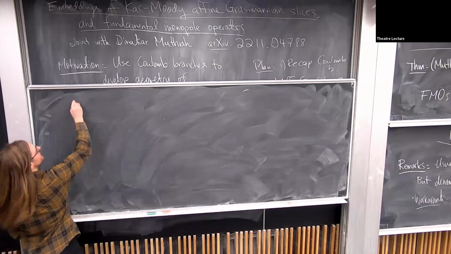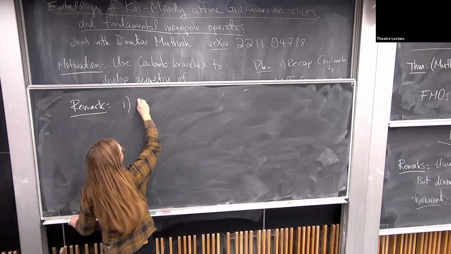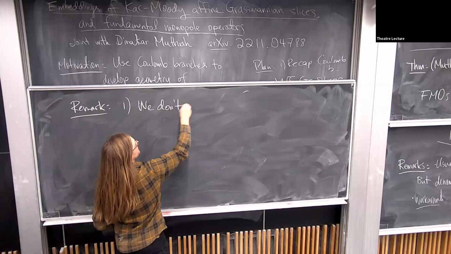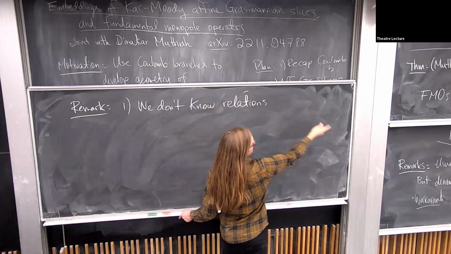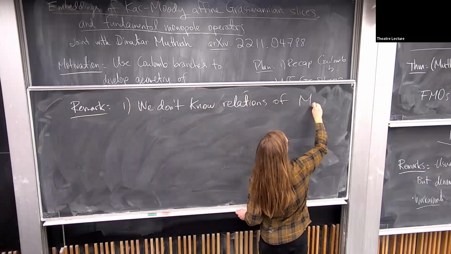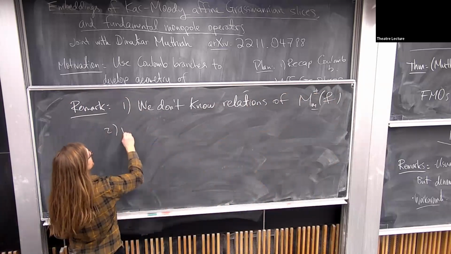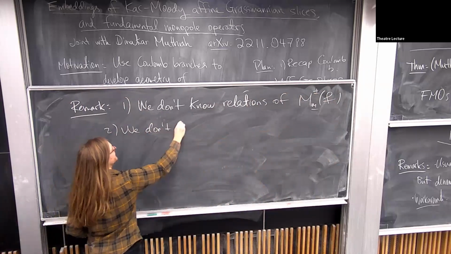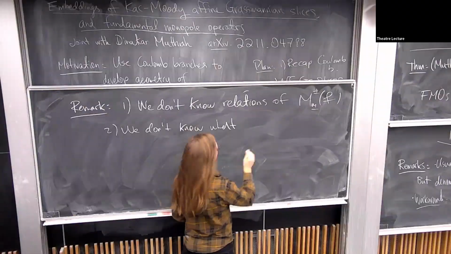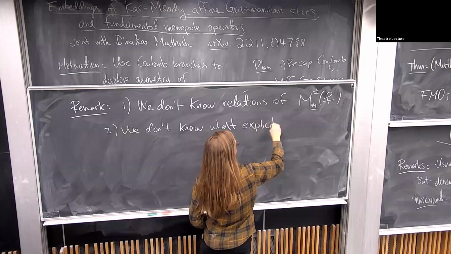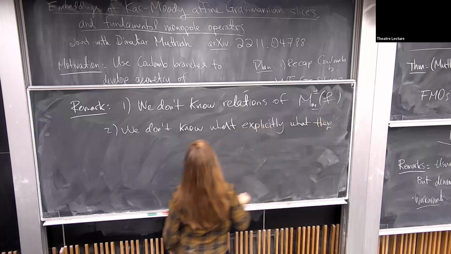So another comment. Two things. One, we don't know the relations satisfied by these operators, by these elements. Simply that they generate. And two, we don't know what they are. We don't know explicitly what they are in examples. I mean, we know some of them.